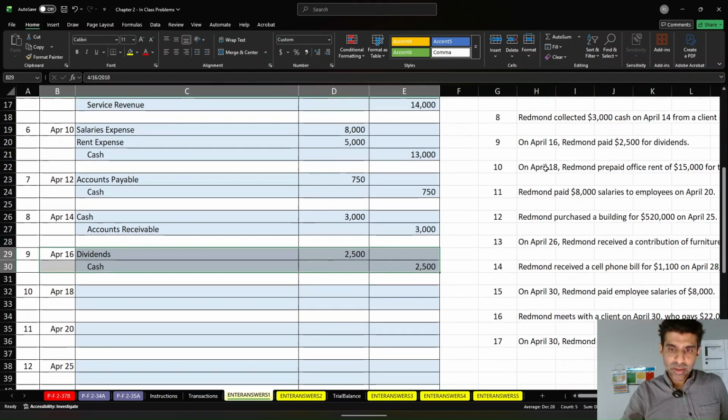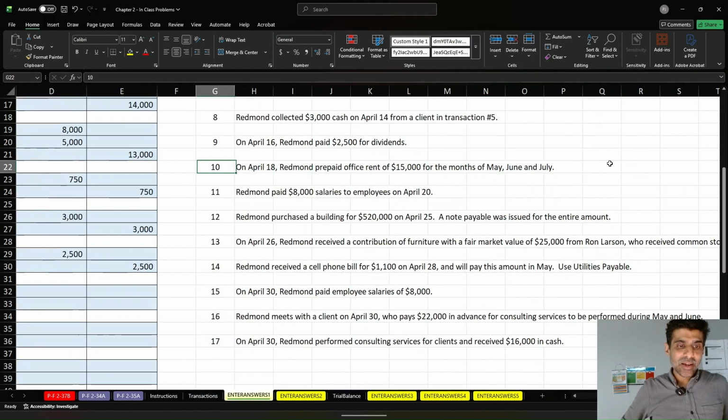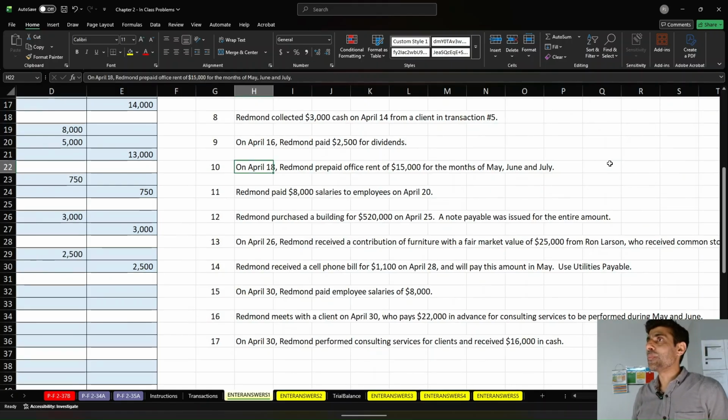On the 18th, we prepaid office rent. Okay, so we just talked about this, right? Prepaid rent. What kind of account is that? There is a debate whether it was an asset or an expense. What did we determine it was? Asset. Okay. So when we have this new asset called prepaid rent, is that a debit or a credit? Debit. Okay, so we're going to debit prepaid rent.